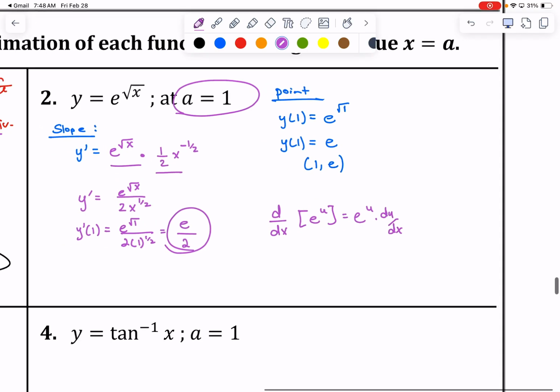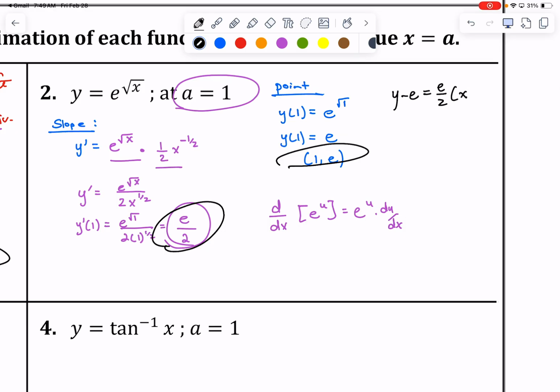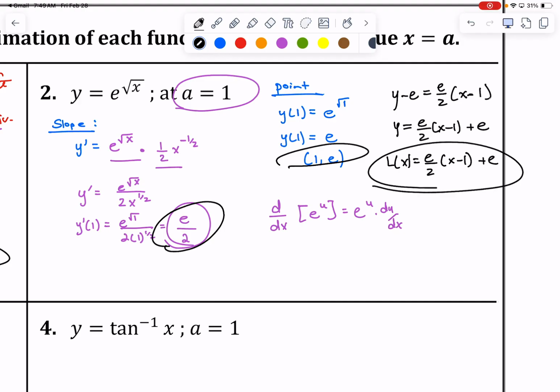So then my equation would be, here's my point, here's my slope. So it'd be y minus e is equal to e over 2 times x minus 1. Set it equal to y, so it'd be y equals e over 2 times x minus 1 plus e. And then just change it to L of x. L of x is equal to e over 2 times x minus 1 plus e. Good stuff.